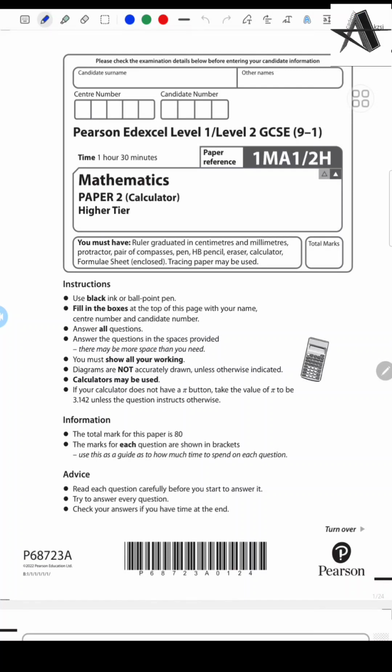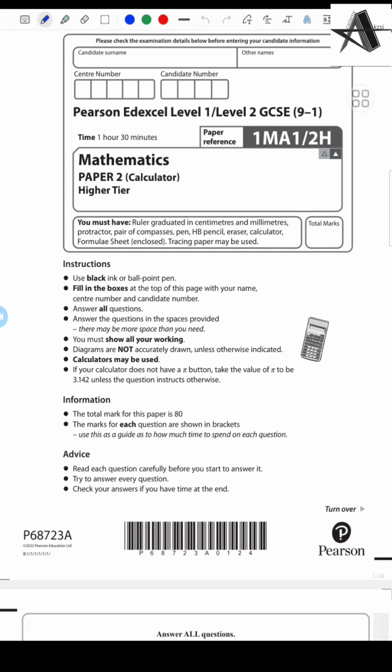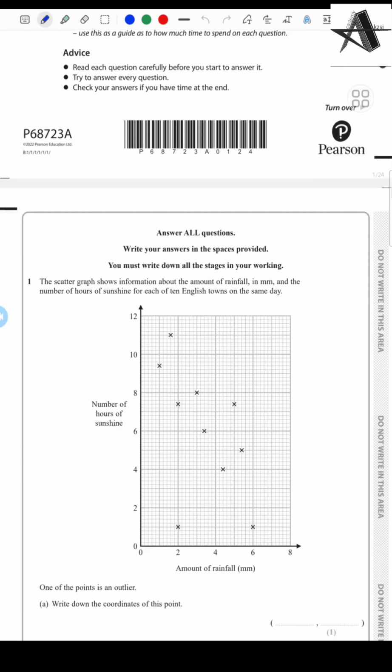Hello, welcome everyone. Today we are doing Mathematics Paper 2 Higher Tier. This is the 2F paper. Let me start with the first question.